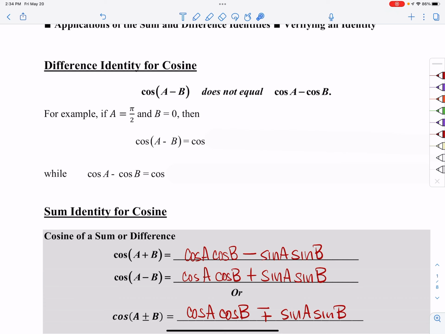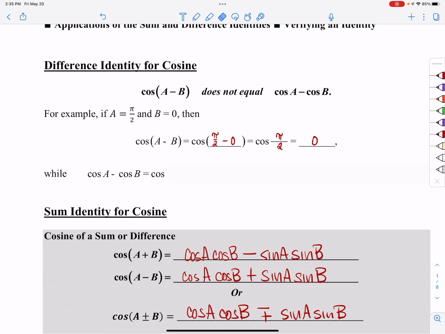But what we find if we use some examples. For angle A, let's use pi over 2, and for angle B, let's use 0 radians. If this were to be true, let's look at the two sides. Cosine of A minus B would equal cosine of pi over 2 minus 0, which is cosine of pi over 2. Take out your unit circle, and the cosine of pi over 2 is equal to 0.